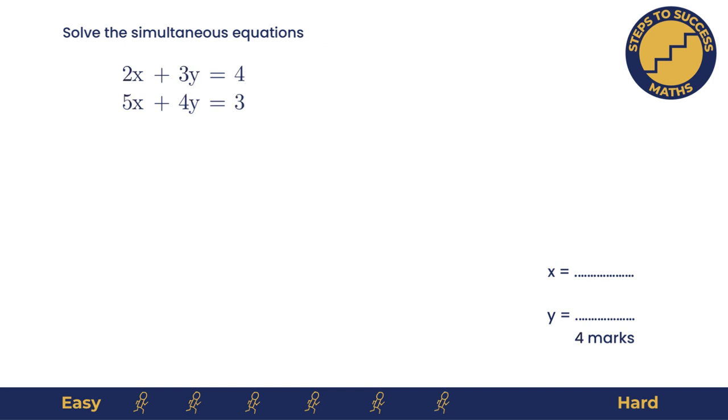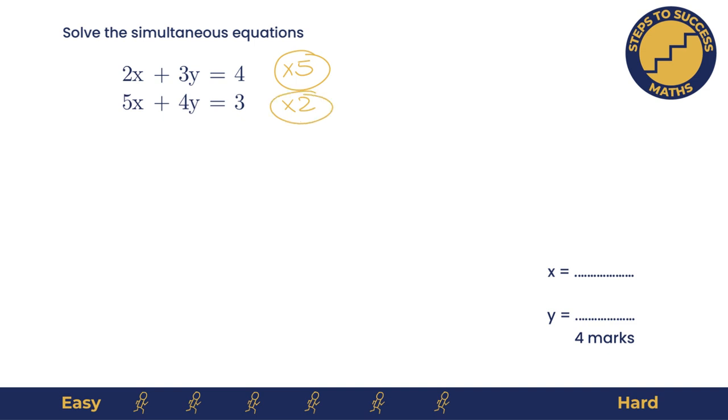Solve the simultaneous equations. 2x plus 3y equals 4. 5x plus 4y equals 3. So nothing's the same. We need to make something the same. I can't see a way to do it by just multiplying one of them. So I'm going to need to multiply both equations so I end up with the same values for either x or y. I'm going to do it for x. I'm going to make it both 10x. So I'll need to multiply the first equation by 5 and the second equation by 2.